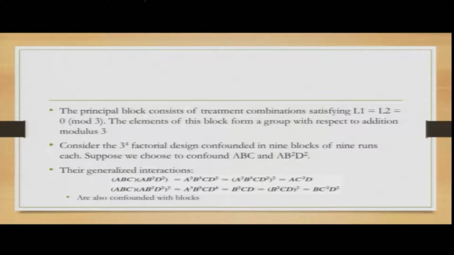Consider the 3 to the power 4 factorial design confounded in 9 blocks of 9 runs, and we choose the confounded effects as ABC or AB square D square. So, what we want to find out is the overall effect. Their generalized interactions would be given as stated here. I will just highlight them. So, this is the first effect, and then I will use the highlighter color. This is the second one. So, these are the confounded blocks based on which you can proceed.